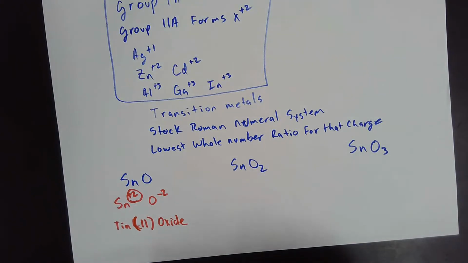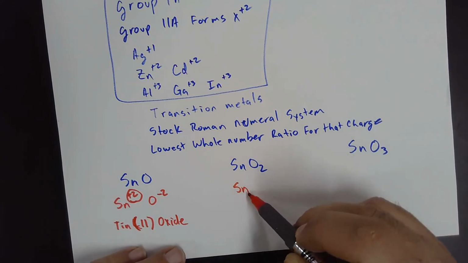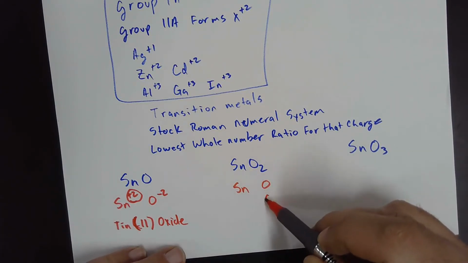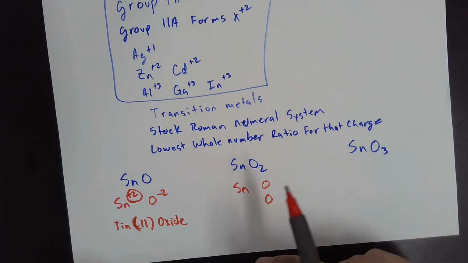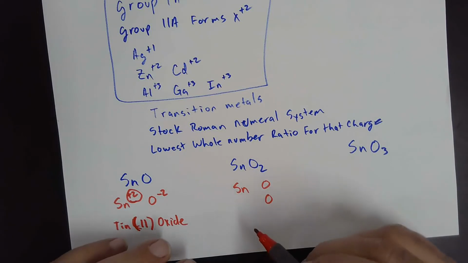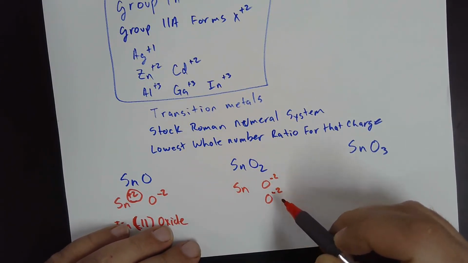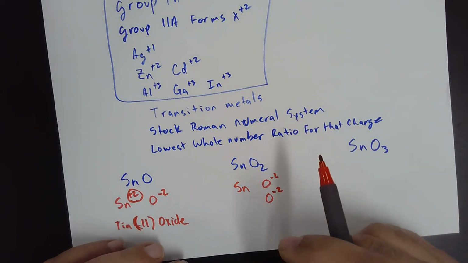Supposed to be a parenthesis. Oh, you mean over here? It's a +2. All right. So now I have tin, but I have two oxygens. What charge does each oxygen make? They each make -2, so the net negative charge is -4.